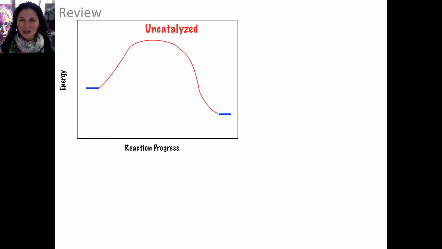The activation energy of a reaction is represented by the difference between the reactants and the transition state, as it's shown on this figure. A catalyst lowers the activation energy by lowering the energy of the transition state. So it has a smaller activation energy, and it makes the reaction happen faster.